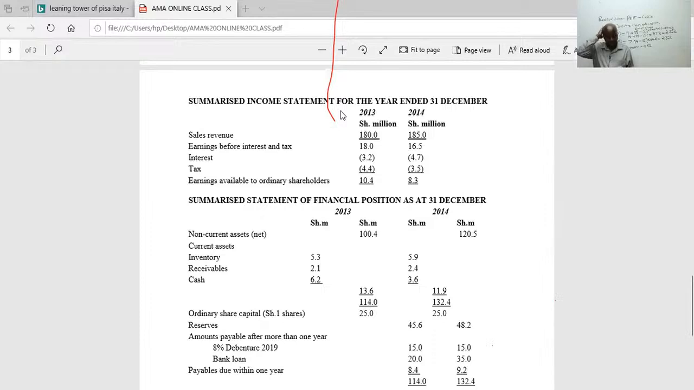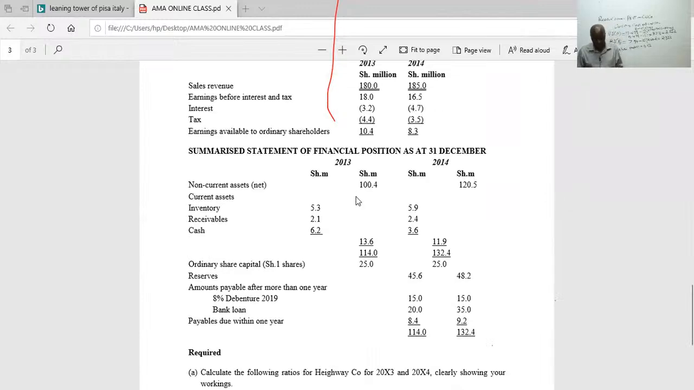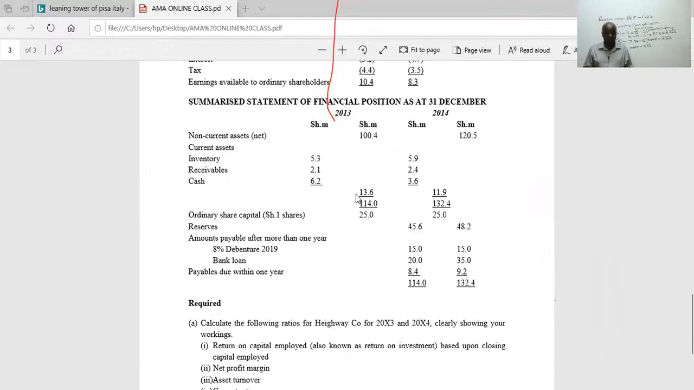And then they have given us the ordinary share capital, right? They have given us reserves, amounts payable after more than 1 year. Amounts payable after more than 1 year, ladies and gentlemen, those are long-term liabilities, of which you have got 8% debentures, and then we have bank loan. Then we have got short-term liabilities. Short-term liabilities are the ones they're giving us there as payables due within 1 year. We call them the current liabilities.